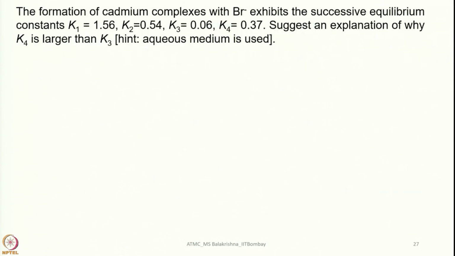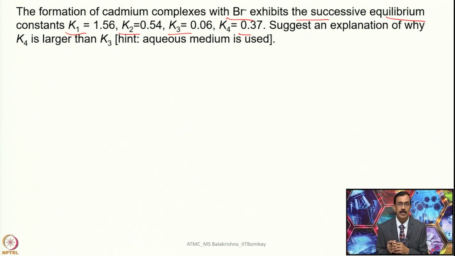One more interesting question: the formation of cadmium complexes with bromide exhibits the successive equilibrium constants K1 equals 1.56, K2 equals 0.54, K3 equals 0.06 and K4 equals 0.37. Suggest an explanation of why K4 is larger than K3. Why is the formation very facile for the last one, and what is the hint? Aqueous medium is used. That means you should remember the hint: aqueous medium.